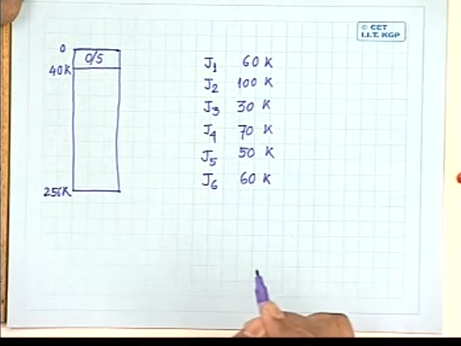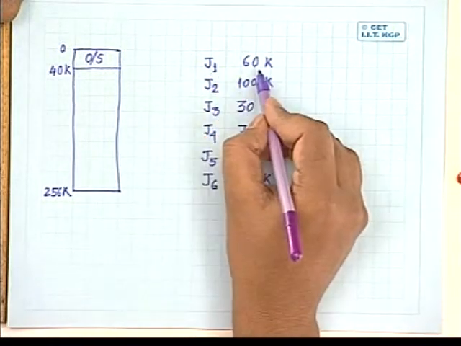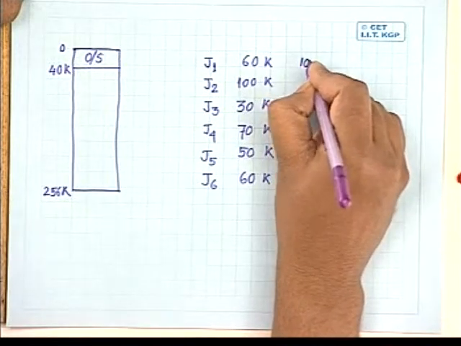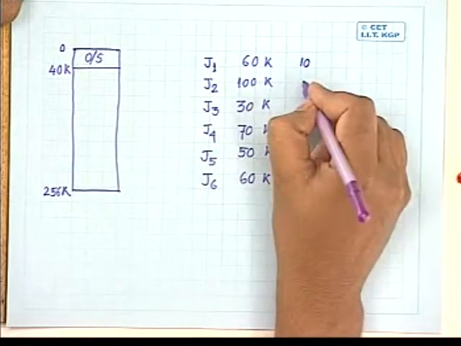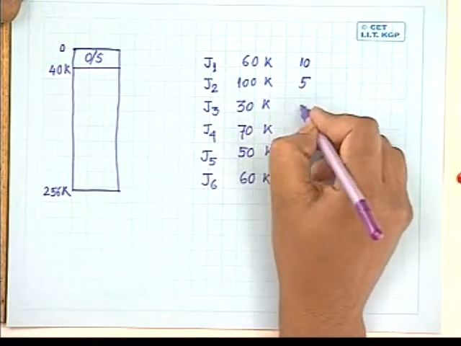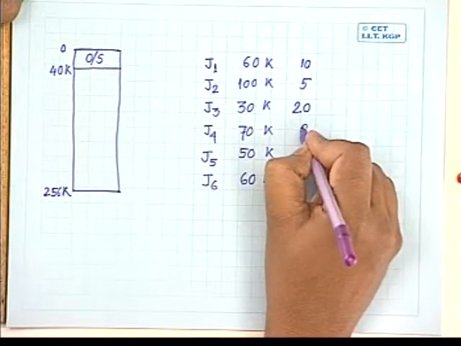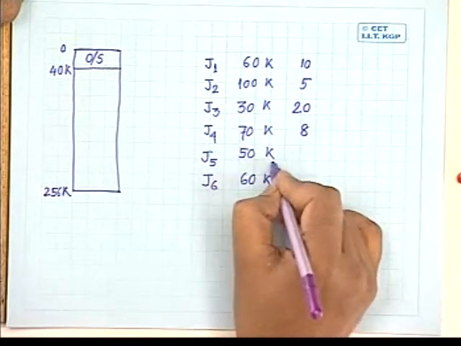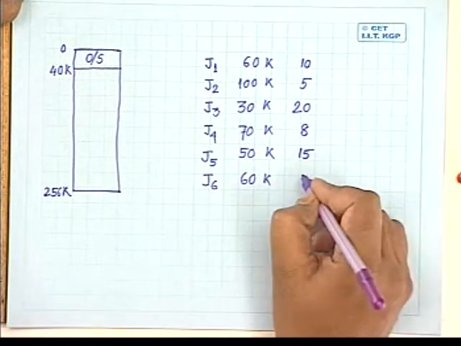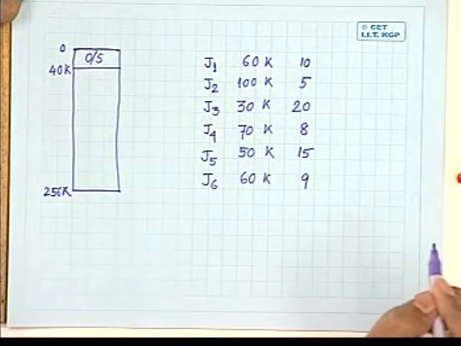Let us also assume that the execution time for job J1 is 10 time units. For job J2 it is 5 time units. For job J3 it is 20 time units. For job J4 it may be say 8 time units. For job J5 it may be 15 time units. For job J6 it may be say something like 9 time units.